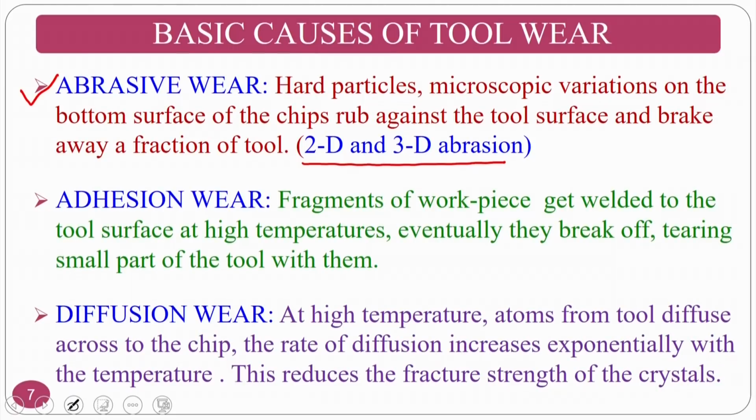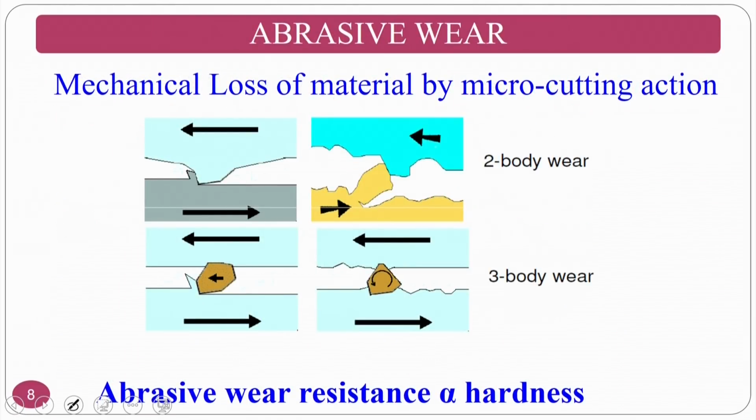And adhesion is normally just joining two different materials. And diffusion is the starting point of adhesion, that means movement from higher concentration to lower concentration. If the material transfer is taking place gradually, that is called diffusion. Anyhow, I will come to all these things in detail: the mechanical loss of material by micro cutting action. Normally, this is to explain what abrasion wear is. We have just taken the example of the micro cutting action.